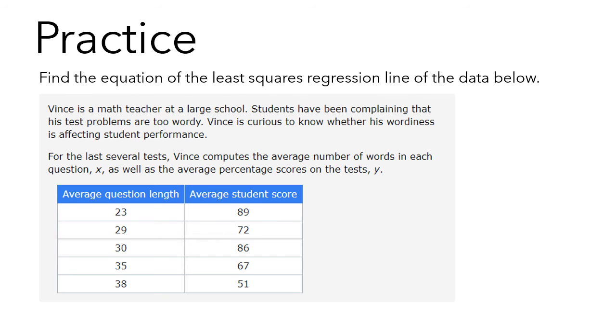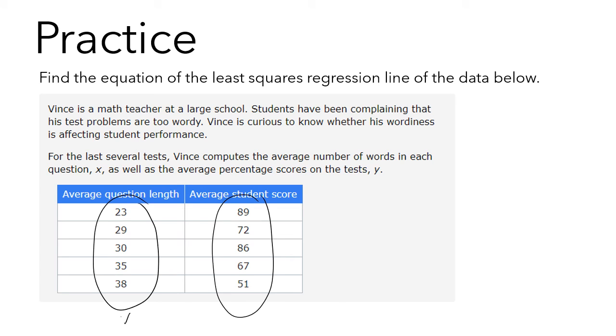Let's try a practice example. Find the equation of the least squares regression line, which is just another way of saying the line that passes through the data, of the data set below. Vince is a math teacher at a large school. Students have been complaining that his tests are too wordy. Vince is curious to know whether his wordiness is actually affecting student performance. So on the last several tests, Vince computes the average number of words of the question, as well as the average percentage of scores on that test.